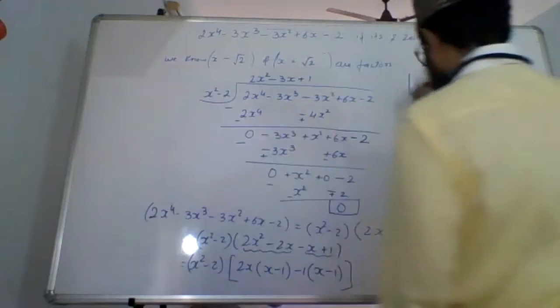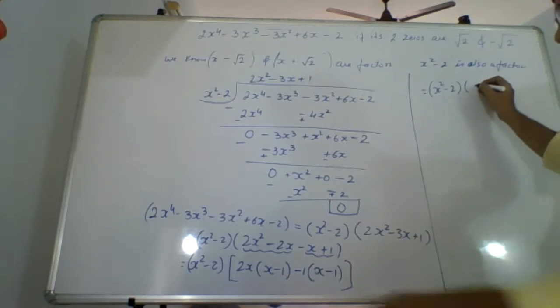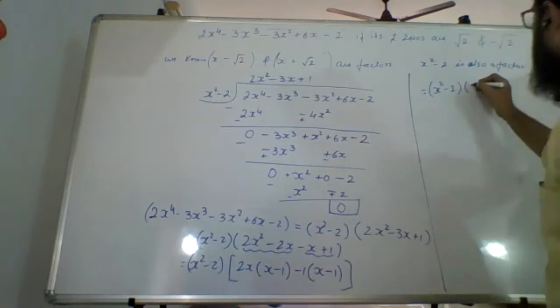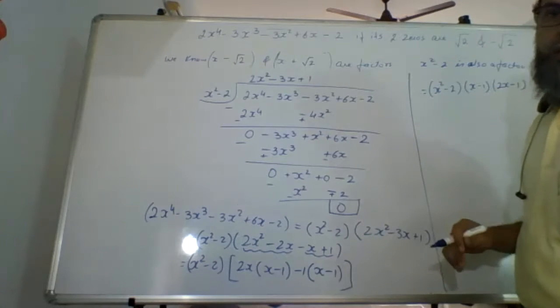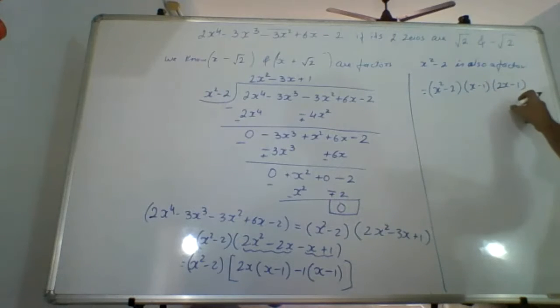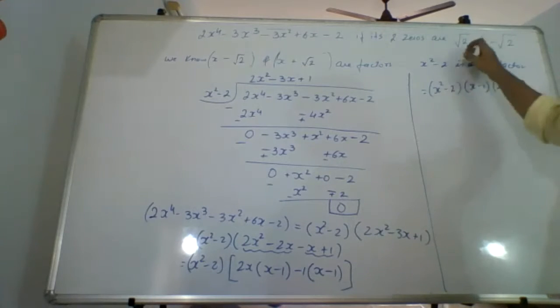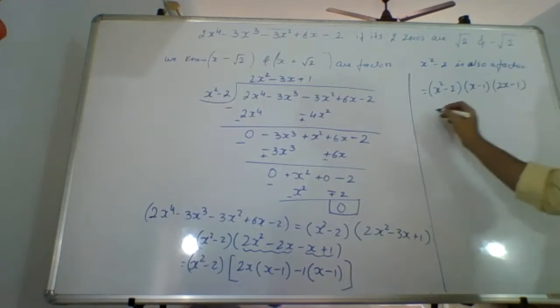So that will now be equal to x^2 minus 2 into bracket. From this, x minus 1 is common, and the remainder is 2x minus 1. So we have factorized it. So now we can say these two zeros we have already got from here. These are the other two zeros, which we are going to find.